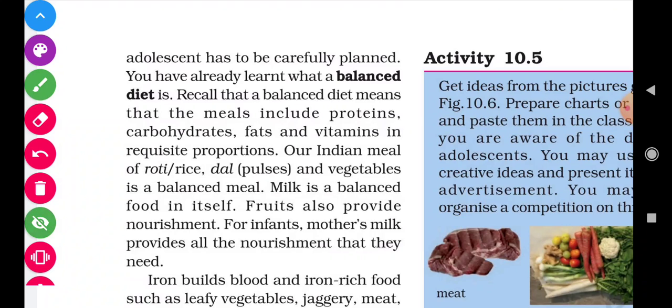What is the meaning of balanced diet? Let us start exploring it. Balanced diet means meals including proteins, carbs, fats, and vitamins in requisite proportion. Our Indian meal generally includes roti, rice, dal, and vegetables as a balanced meal. Inside the Indian meal, majorly the roti and rice, dal and bhat, which we popularly say, and vegetables are included.